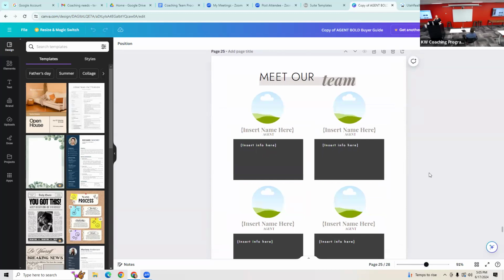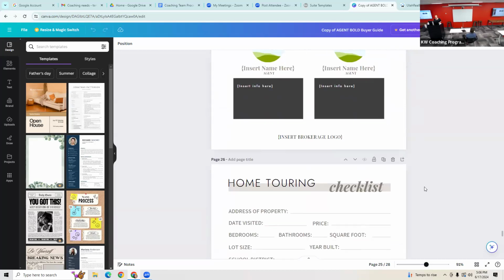Your team. Here, this is you and your team. So this could be you, or your transaction coordinator. You're welcome to put myself and Lori on here as you're building this business and we're part of your team. Or you can take this page out if you don't want to present yourself as that team. But those are just some ideas.